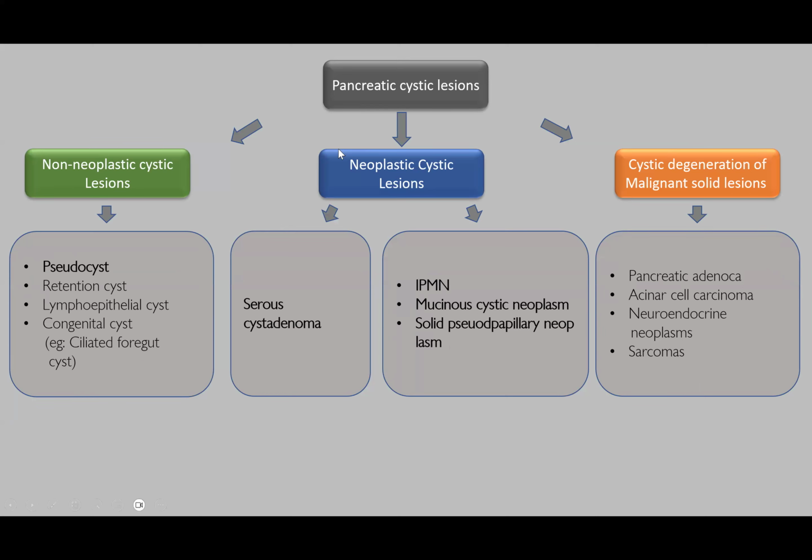So on one end, we have non-neoplastic cystic lesions, such as pseudocyst and some other congenital cysts. And then we have, on the other end, cystic degeneration of malignant solid lesions. So this is either a pancreatic adenocarcinoma that has a cystic component or some other malignancy that has a cystic component. And then you have some neoplastic cystic lesions, which are either benign or they are malignant or they have malignant potential. These include serous cystadenoma, IPMN, MCN, and the solid pseudopapillary neoplasm.